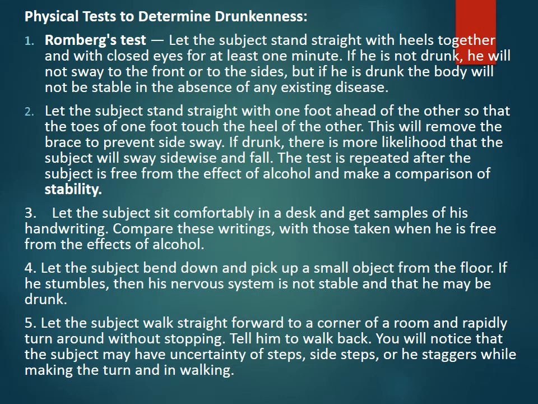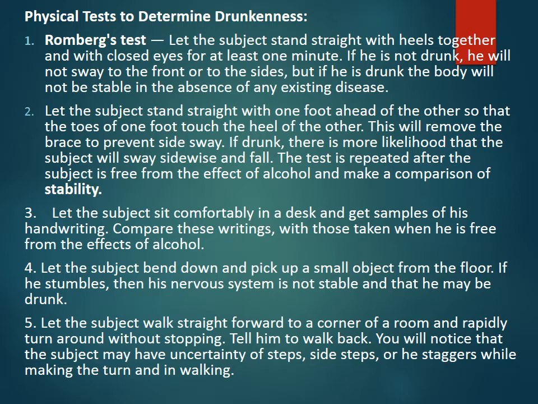Now, physical tests to determine drunkenness. Okay? First is the Romberg's test. So, let the subject stand straight with heels together and with closed eyes for at least 1 minute. If he is not drunk, he will not sway to the front or to the sides. But if he is drunk, the body will not be stable in the absence of any existing disease.